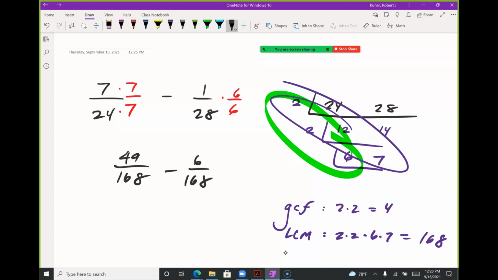Once I get the same denominator, all I have to do is think about the numerators. So what do I have? 43 over 168. And then I have to check if they reduce. But in this case, they don't reduce. So you can see where this LCM is coming into place and where the secret pieces are missing from the fractions.